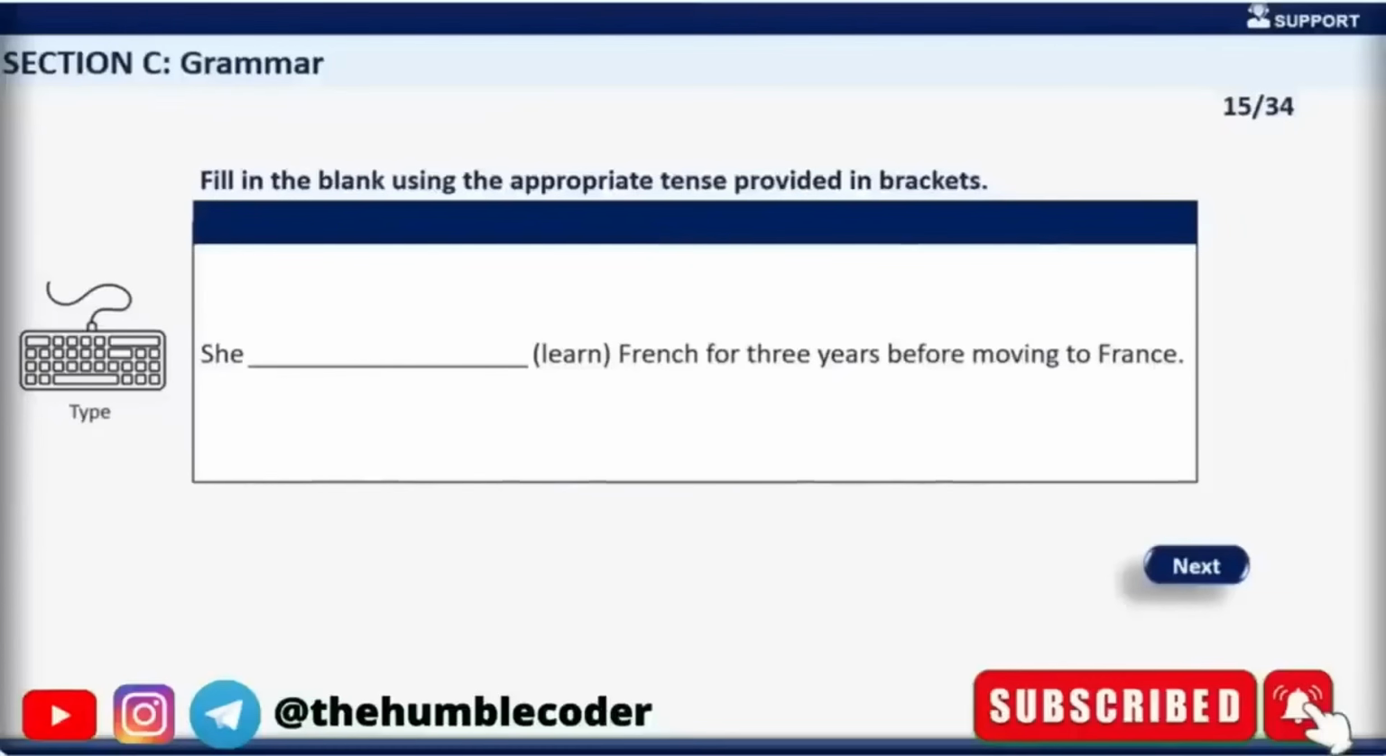Fill in the blanks with the appropriate tense that is provided. So we have a word and we have to use that word in the correct tense. The question is, she dash French for 3 years before moving to France. The word is learn. The correct answer for this question is going to be, she had been learning French for 3 years before moving to France.